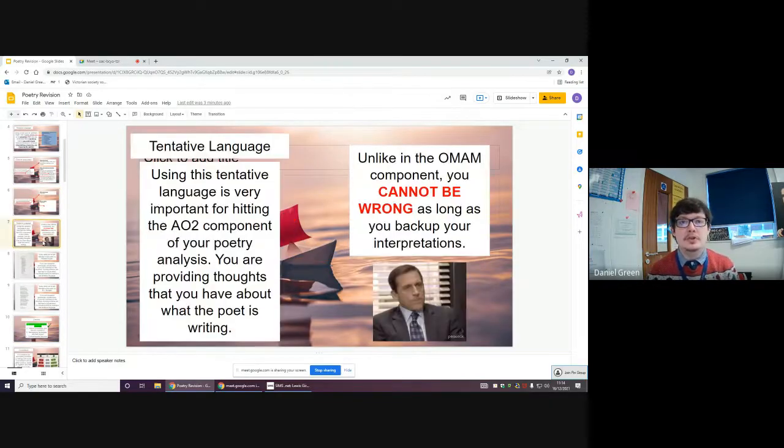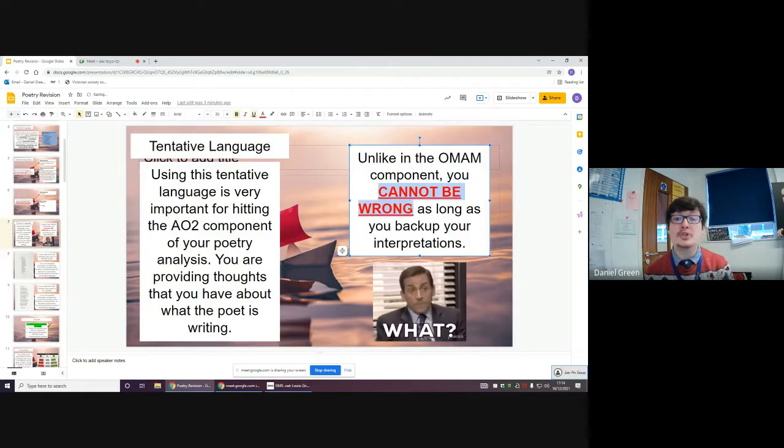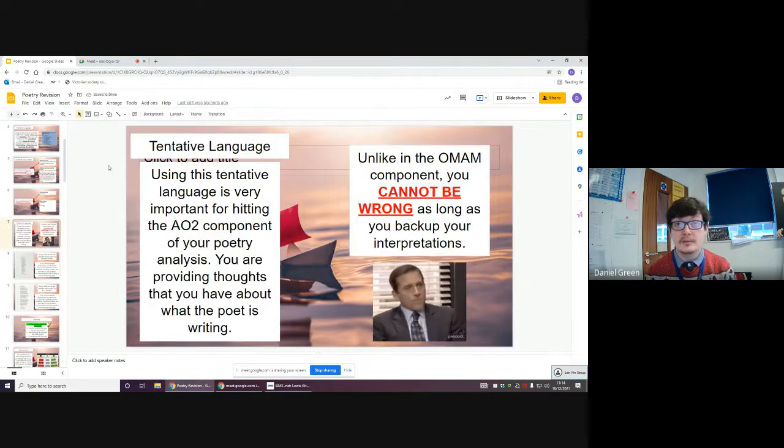So, to be really clear on tentative language, it's all about estimating what you think they were talking about or what you think they're saying. And you cannot be wrong when it comes to analysing poetry. Whatever your interpretation is and however you see the poem cannot be wrong. The only thing is you need to be able to back it up with your own justification for it. So it's no use just saying I think this. You need to justify it. Tell me why you think that is. You can't be wrong as long as you tell me why you believe something. Okay? Everyone has their own interpretation of poems.